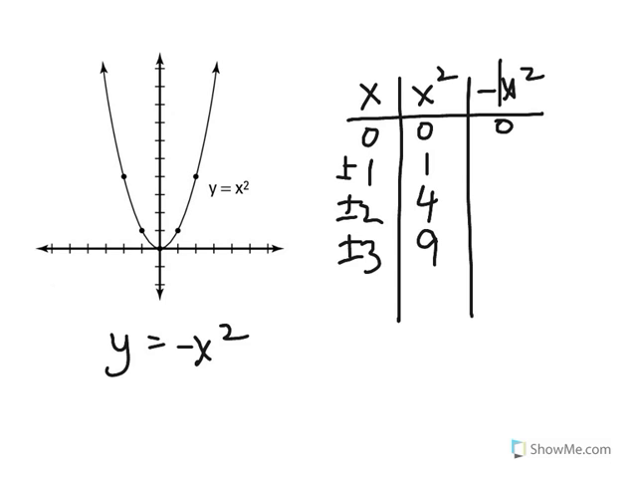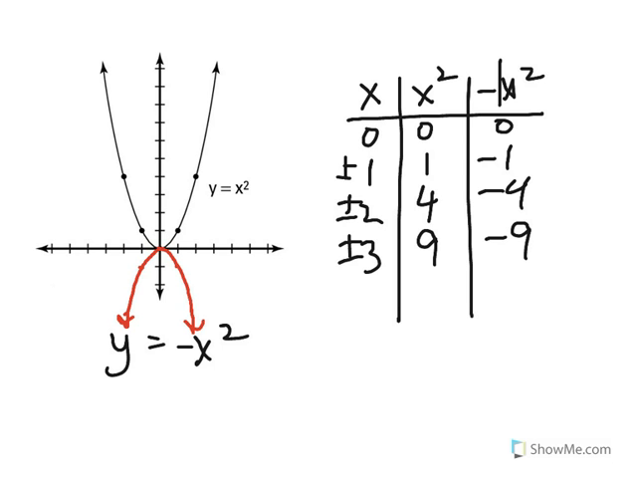-1 times 0 is 0, -1 times 1 is -1, -1 times 4 is -4, and -1 times 9 is -9. All we have to do is graph our new points, and what we're going to have is a mirror image across the x-axis of what we're looking at right now. So whenever you have a negative coefficient, it's going to flip the graph over the x-axis.